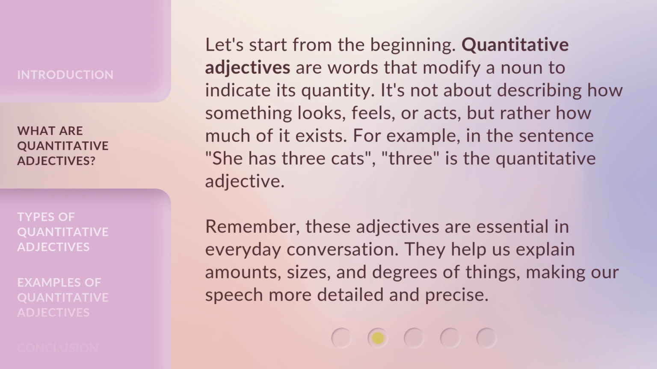Let's start from the beginning. Quantitative adjectives are words that modify a noun to indicate its quantity. It's not about describing how something looks, feels, or acts, but rather how much of it exists. For example, in the sentence, "She has 3 cats," 3 is the quantitative adjective.